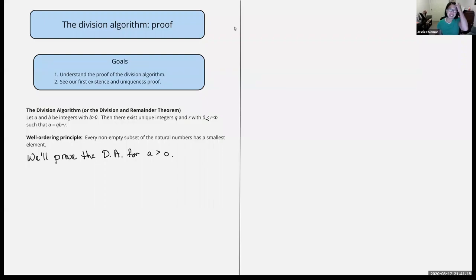Hello, so in this video, we're going to prove the division algorithm, okay? In a previous video, we learned this statement and we learned how to use it. And today our goal is to understand the proof. And this proof is different than previous proofs we've seen in our class.